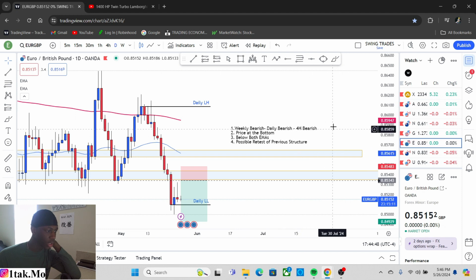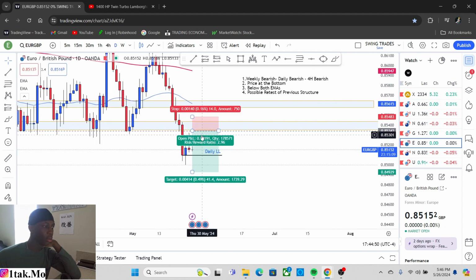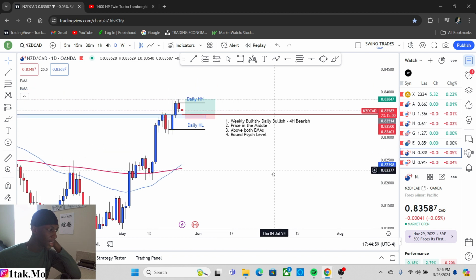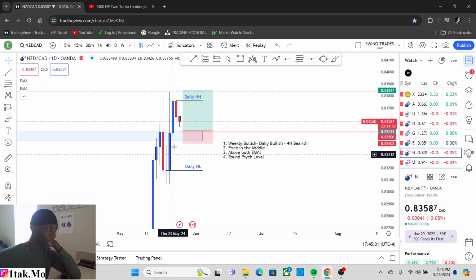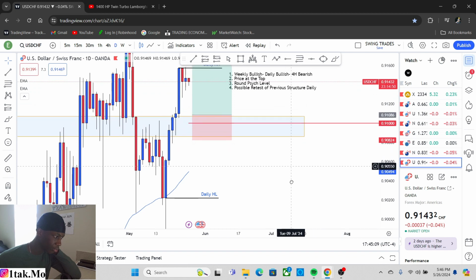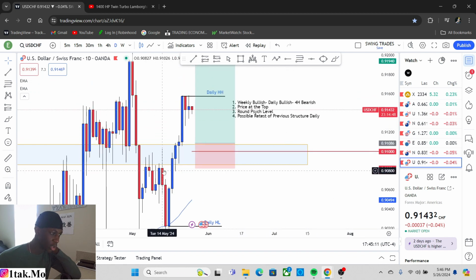So like I said, price is gonna pull back, retest area of interest, and then continue to sell, which I really like this trade. Honestly, I really like this one. And then NZD CAD, literally same thing as before. Price broke above, waiting for it to retest previous structure as well, and then continue the upside around the psychological level. And then USD CHF, literally the same thing. Retest this area of interest, retest previous structure, around the psychological level, all these trades.